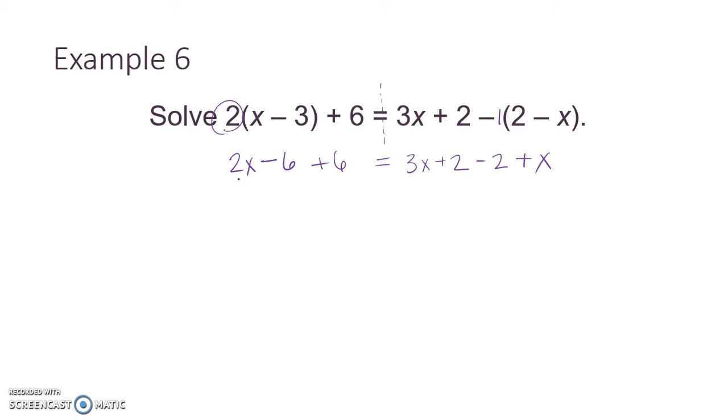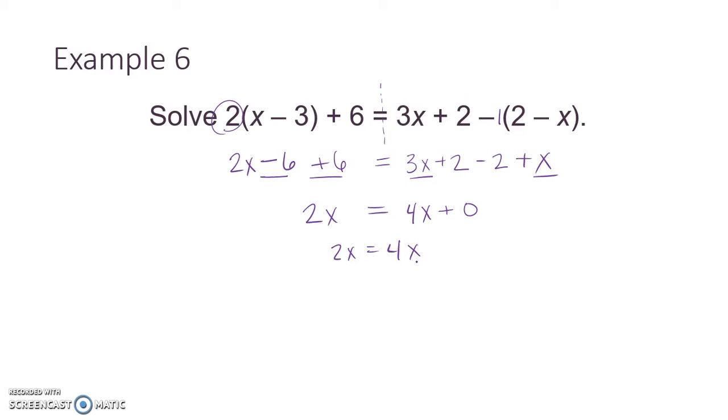Now we can combine our like terms. So we have a negative 6 and a positive 6 leaves us with 2x equals 3x and x will be 4x. And then plus 2 and minus 2 give us plus 0, or we could just say 0. So now we have 2x equals 4x. Let me rewrite it. Even though that 0 is not hurting anything, I just want you to be able to focus on just 2x equals 4x.